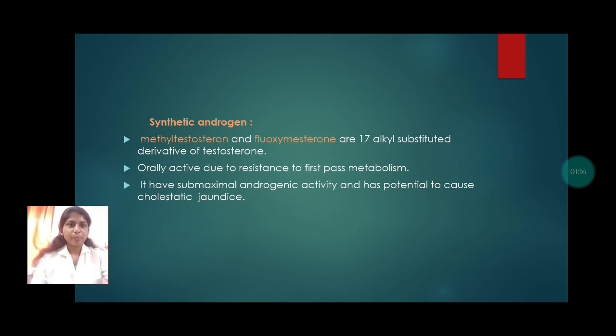Synthetic androgens. Methyl testosterone and fluoxymesterone are the 17-alpha alkyl substituted derivatives of testosterone. Orally active due to the resistance to first pass metabolism, they have submaximal androgenic activity and have the potential to cause cholestatic jaundice.